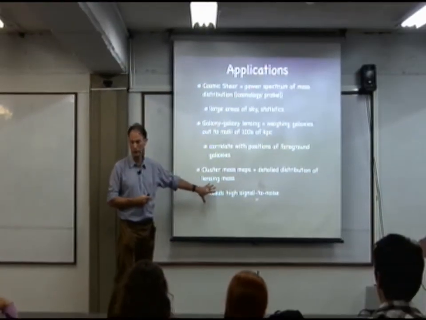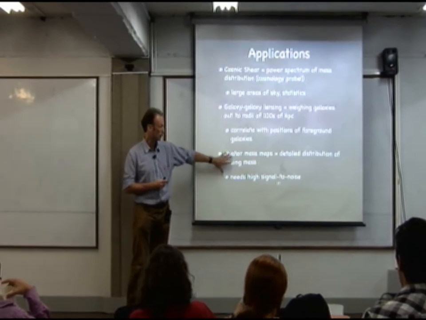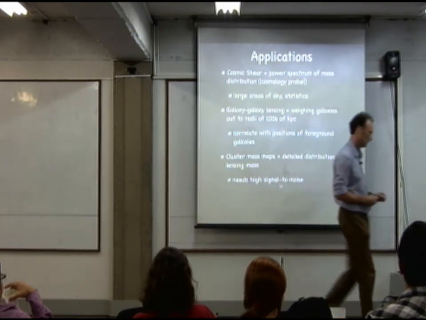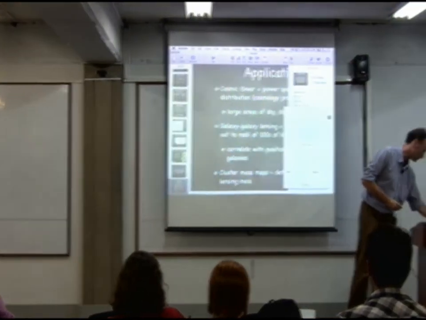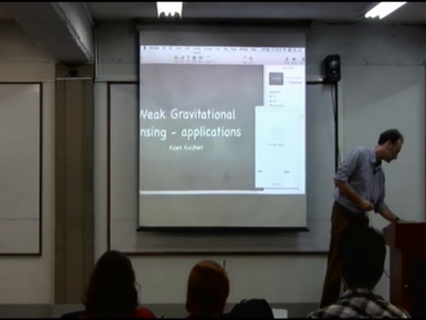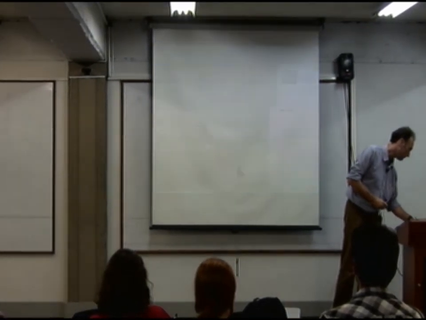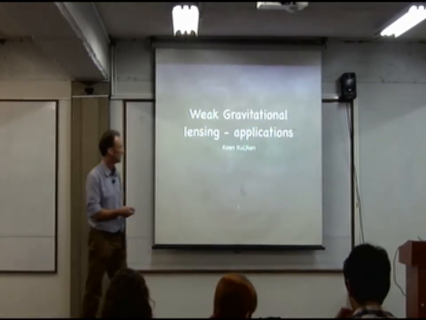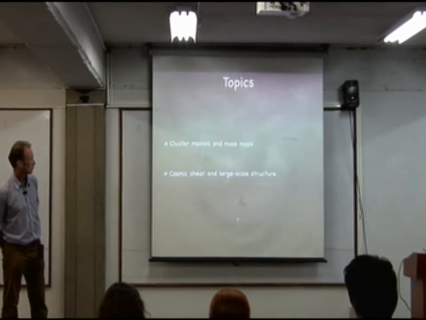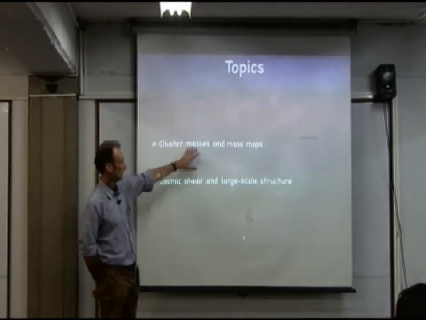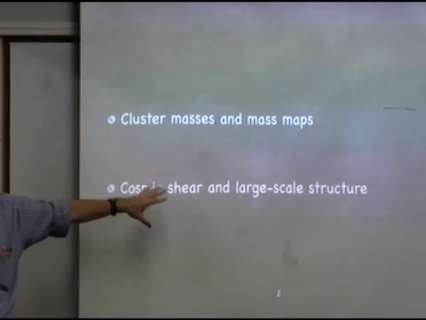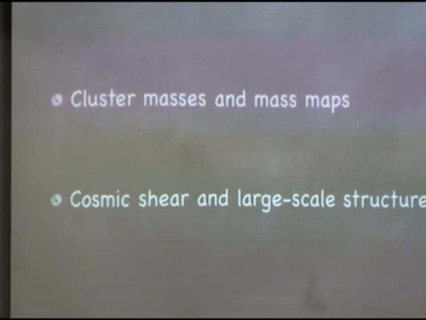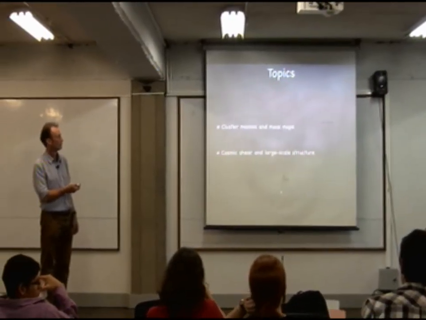Okay, so what I would like to do for this final lecture is to show you some examples, in particular of this cluster mass reconstruction and how it works, and also give you a feel for the limitations that you have to work with when you're doing this. So this is more of the applications of weak lensing rather than the theory. And so I'll talk a little bit about cluster masses and mass maps, and then also in more detail about what you can do with this cosmic shear, the statistical large-scale structure measurement of the distortions. But first, let's go to clusters.